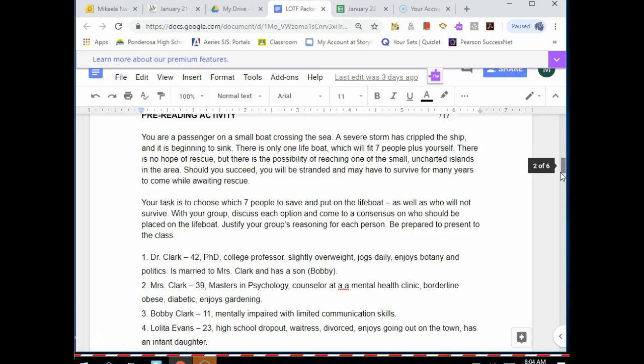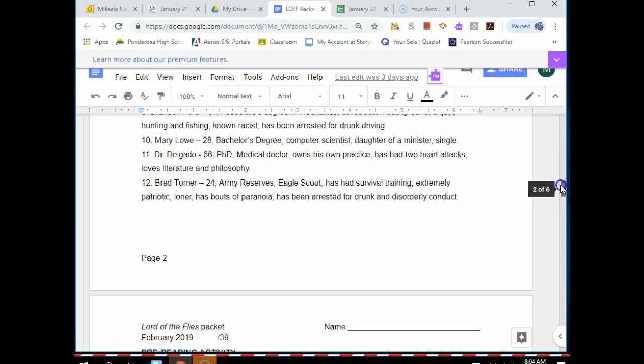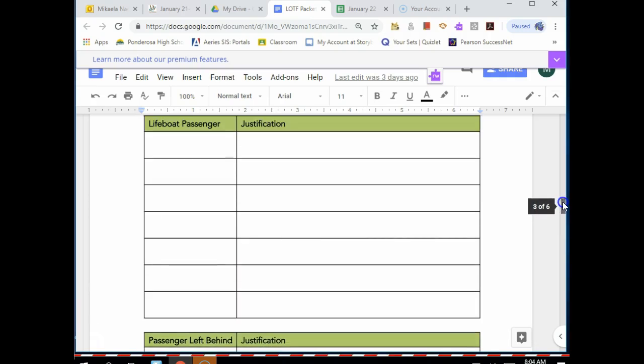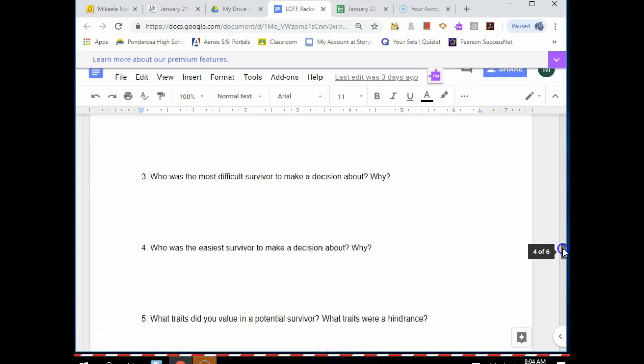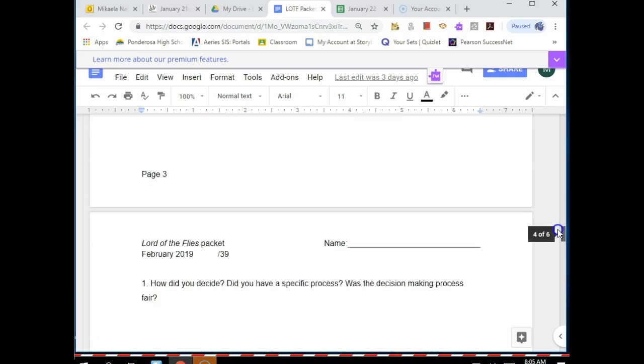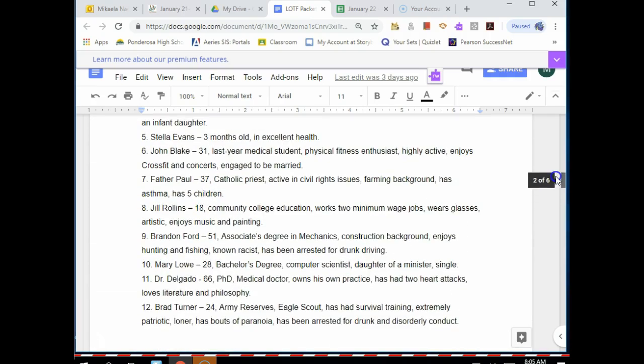Okay? Now, here's the tricky part. Your task is to choose which 7 people to save to put on the lifeboat, as well as who will not survive. You guys can work together if you want to. I was going to do this in groups on a mandatory day, but I'm just doing it individually. Discuss each option and come to a consensus on who should be placed on the lifeboat. The hard part is, once you select your 7 people, you have to tell me your justification for why you saved them and why you killed them, and how you got to that decision.